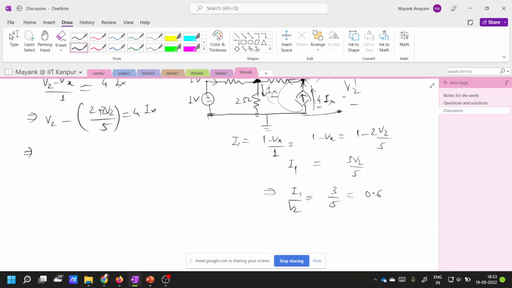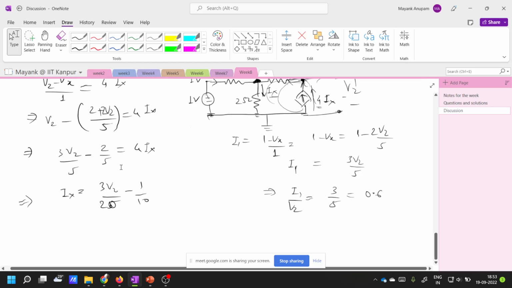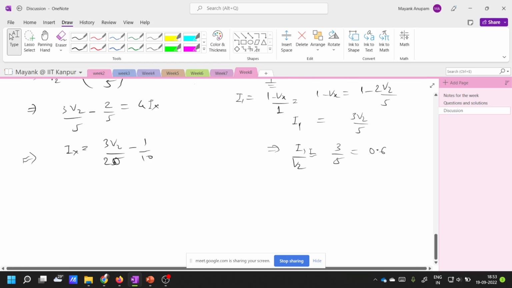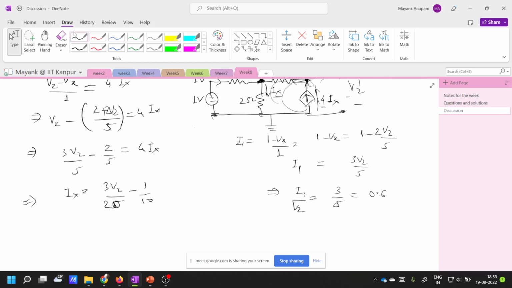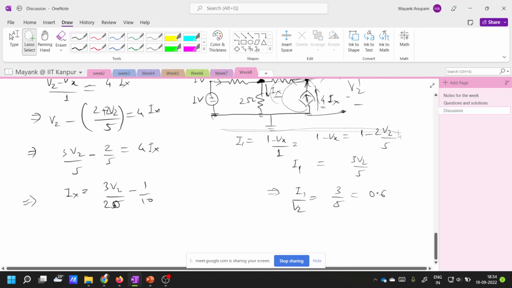Fine, so now what will it be? 5V2 minus 2V2 is 3V2 by 5 minus 2 by 5 is equal to 4Ix, correct? So you get Ix is equal to 3V2 by 20 minus 1 by 10, correct? Right. Now you got Ix. Just erase everything here. This is wrong.